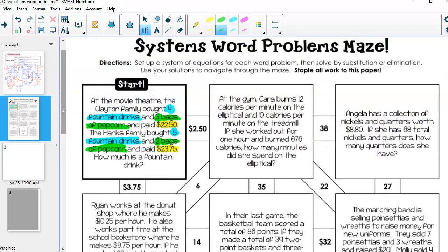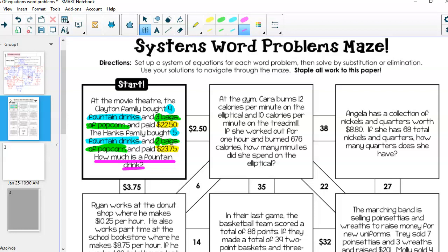Okay. And then anything else important? How much is the fountain drink? So we need to know what we are looking for. In these types of word problems, they're looking for just one specific answer. But that's not always the case. Sometimes they're looking for how much was the fountain drink and how much was the popcorn. So we could find both, but that's not what this one is asking for.